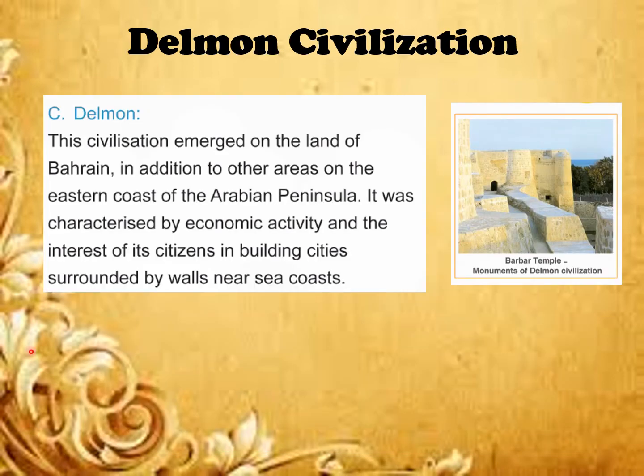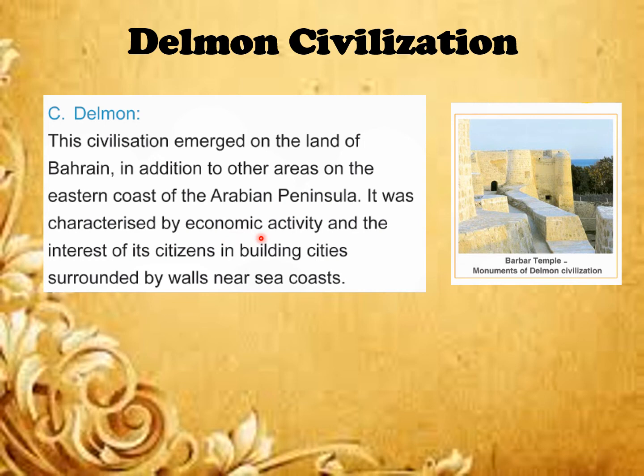So let's begin with the Delmon Civilization. The Delmon Civilization emerged or appeared on the land of Bahrain, in addition to other areas on the eastern coast of the Arabian Peninsula. What's special about this civilization is that it's one of the centers of economic activity.